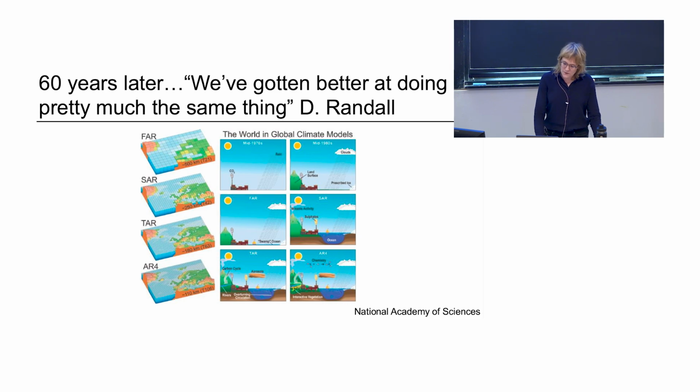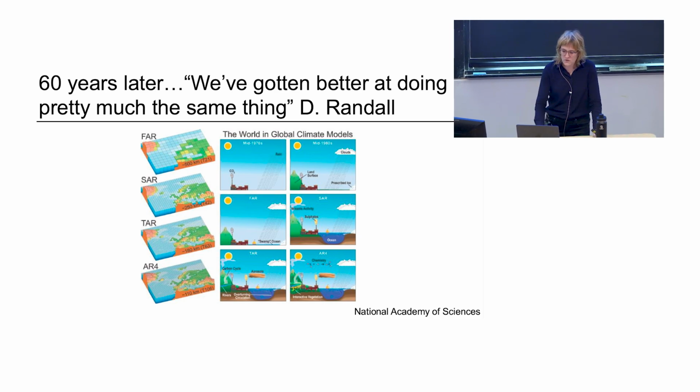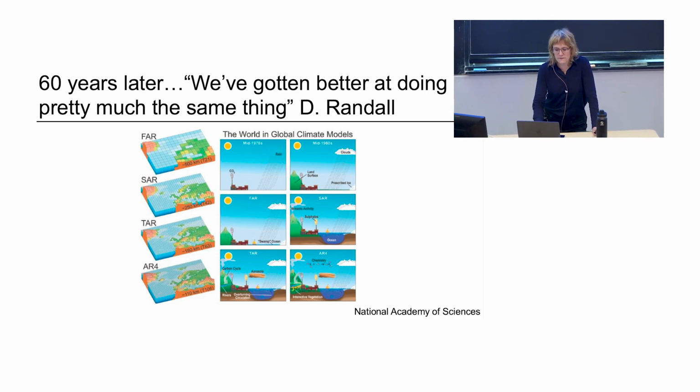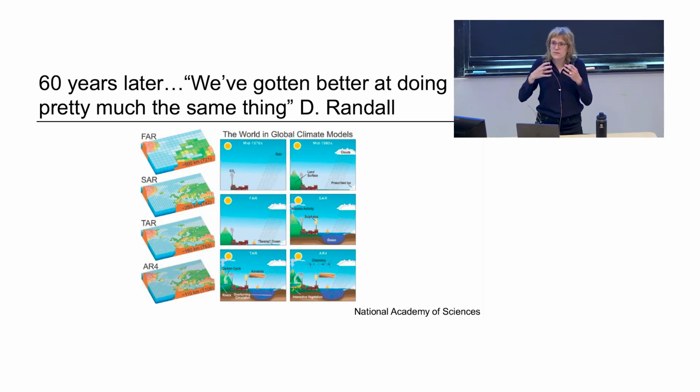So here is a nice figure from the National Academy of Science report that shows the world of climate models evolving from the 1970s to the present. And also on the side here, showing how the numerical resolution, the discretization of these models has been, the grid scale has been getting smaller and smaller, so higher resolution.